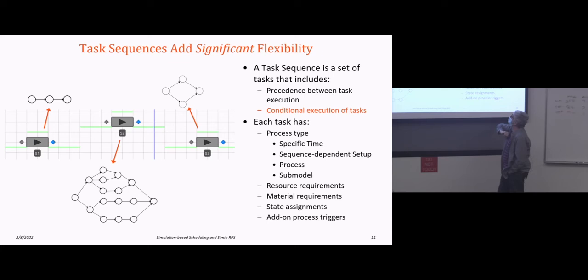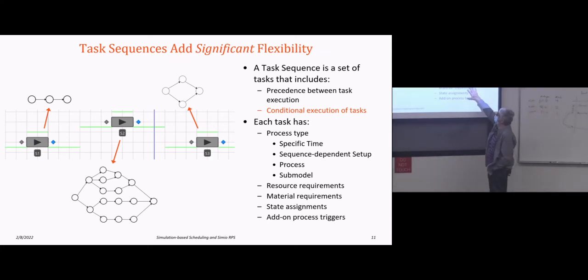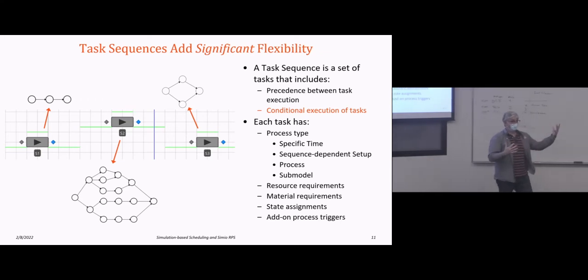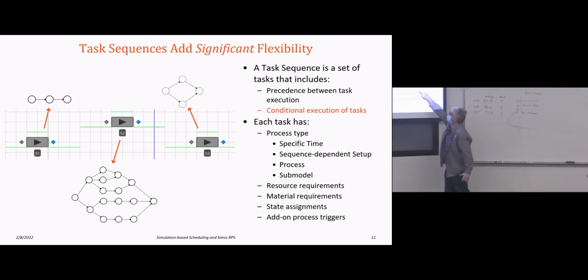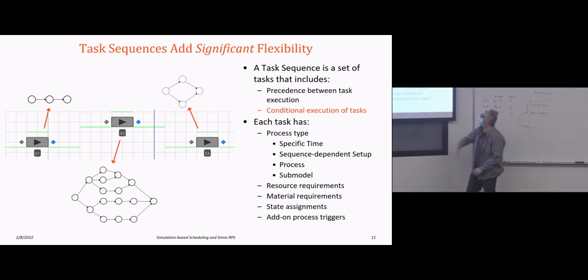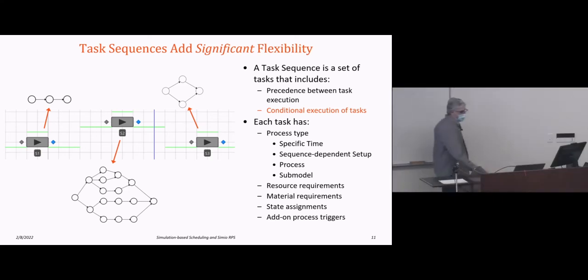Okay, so it adds tremendous flexibility, and then each one has its own resource requirements. So I can go to a server and I can have secondary resources and so on, and each individual task has its own set of secondary resources. We haven't done materials. We're going to do that next week, but each one has its own set of material requirements, state assignments, and add-on processes.